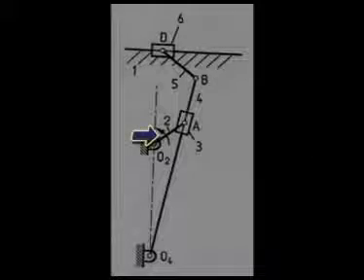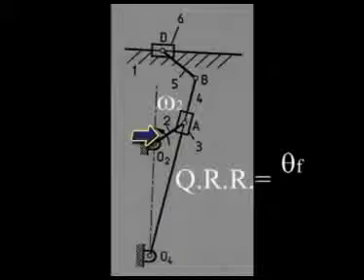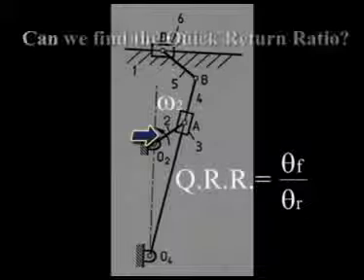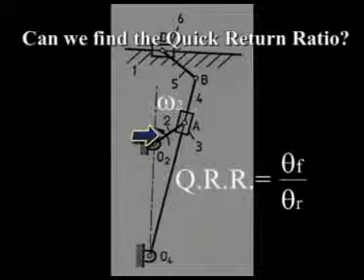Now, if link 2 is rotating at a constant speed, say omega 2, then the time it takes for the forward motion is theta forward, that is the rotation of link 2 during the forward motion, and backward motion is theta return, theta r, where theta r is the rotation of link 2 during the return motion. So, the problem is, given this mechanism, can we find the quick return ratio?